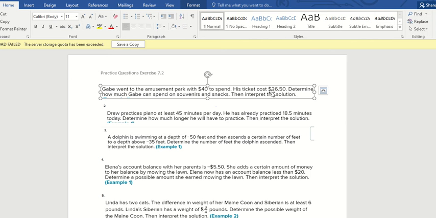So X plus $26.50 will be less than or equal to 40, which means that he can spend $40 or less than $40. He cannot spend $41 because he has only $40. So he can spend equal to $40 or less than $40. But what can he buy? He can buy a ticket, plus he can buy souvenirs and snacks.